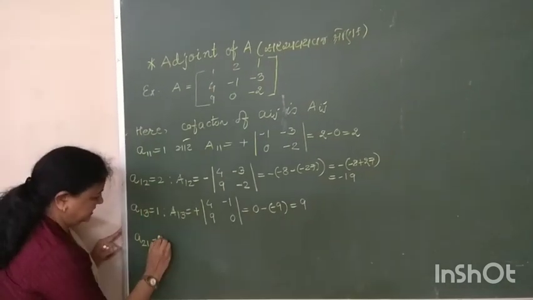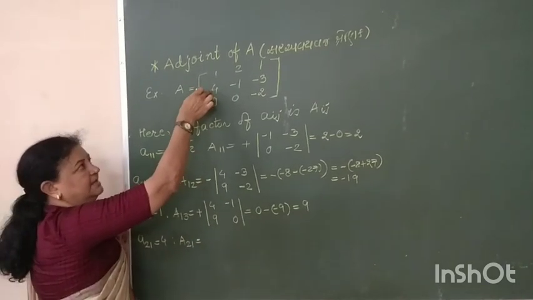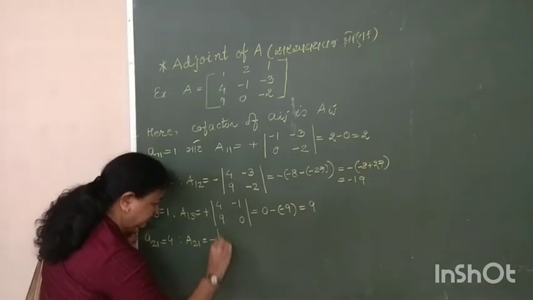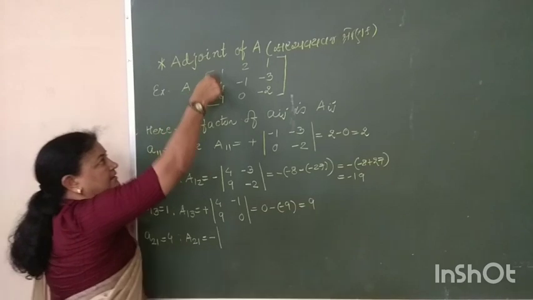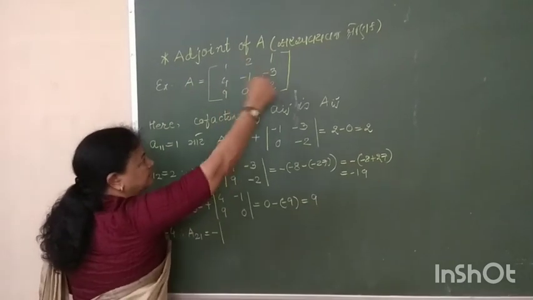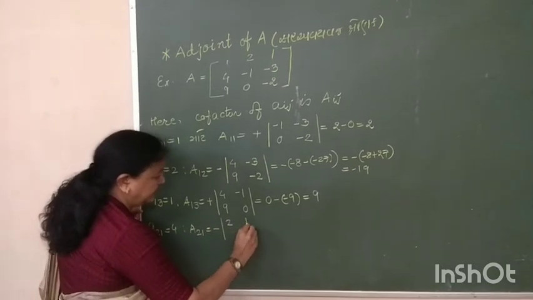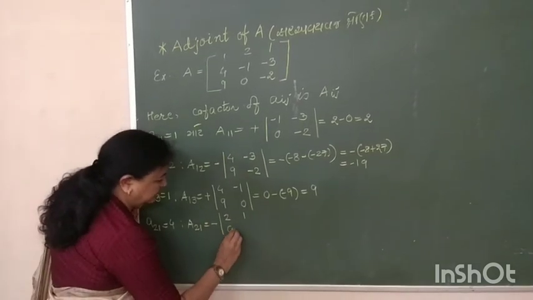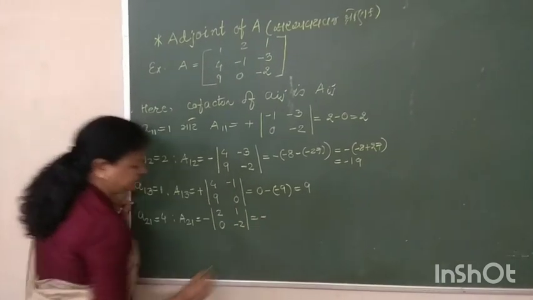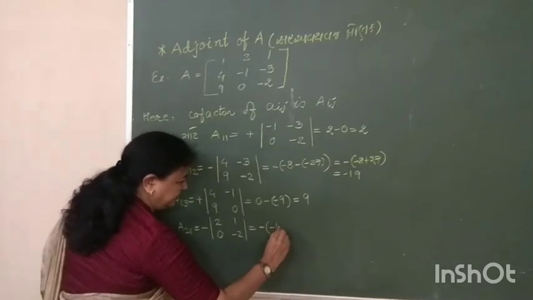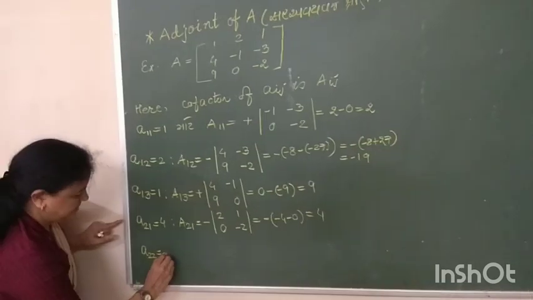A21, that is 4. A21, this element will be negative. Here we remove the first column and second row, and put the remaining entries in the determinant, and the final answer we get is 2. That will be -1.